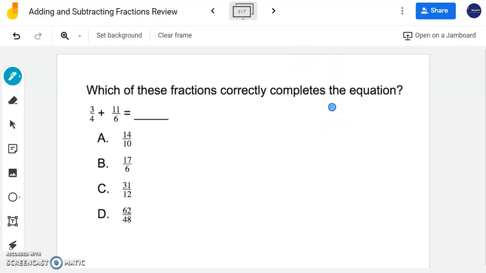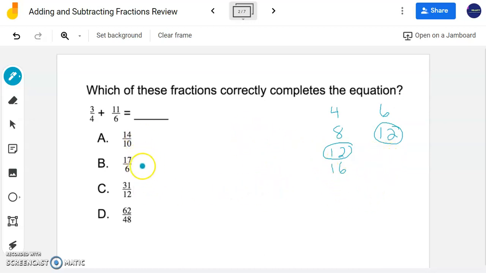So the first thing I'm going to do is write out the denominators on the side. I'm going to list out my multiples. 4, 8, 12, 16. Let's list out my multiples of 6. 6, 12. Now I actually stop right there because I notice I have 12 as both multiples. Therefore, 12 is going to be my least common denominator.